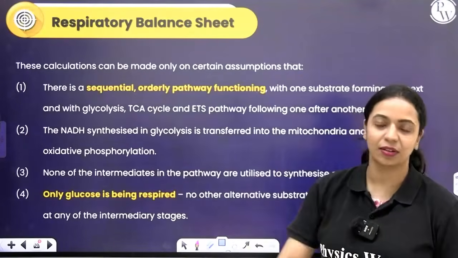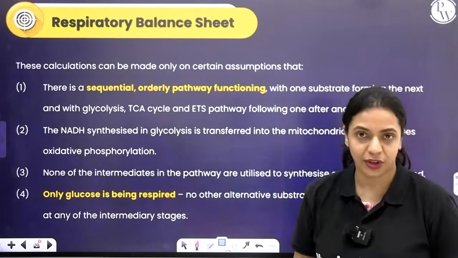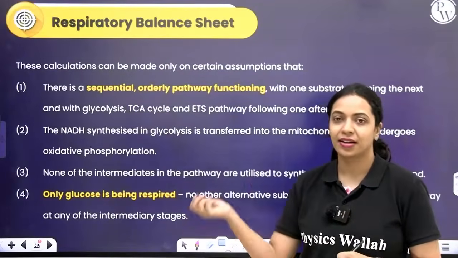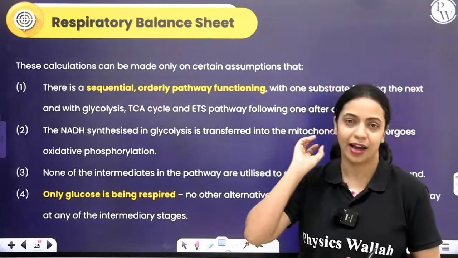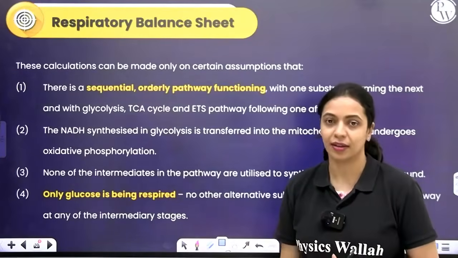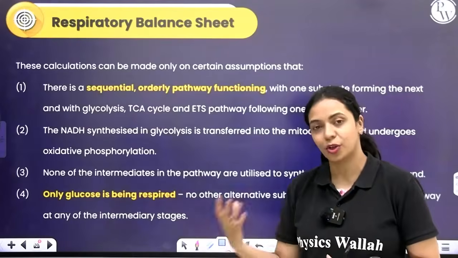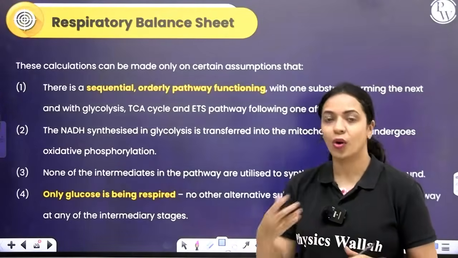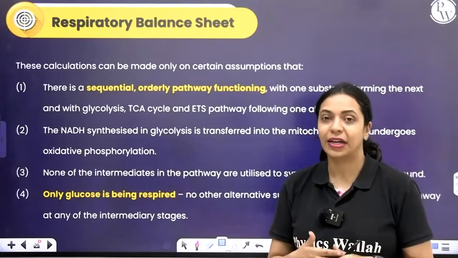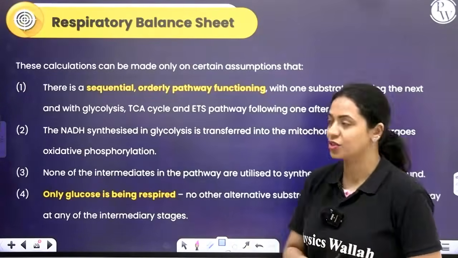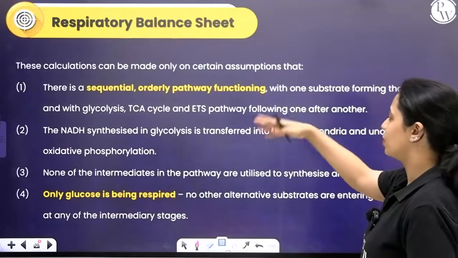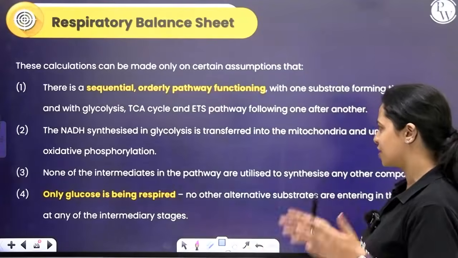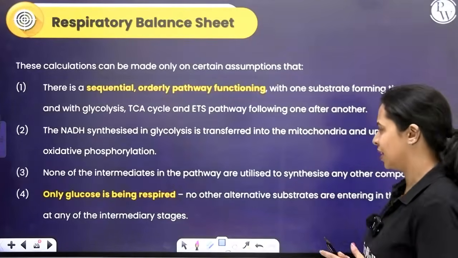Pyruvic acid enters the mitochondrial matrix. It is not used anywhere else for any other process. And pyruvic acid undergoes oxidative decarboxylation. Acetyl-CoA enters the Krebs cycle. The NADH that was produced in the cytoplasm during glycolysis moves into the mitochondrial matrix to participate in the electron transport chain. So these are some assumptions that we have to make. There is a sequential orderly pathway functioning with one substrate forming the next, and with glycolysis, TCA, ETS following one after the other.